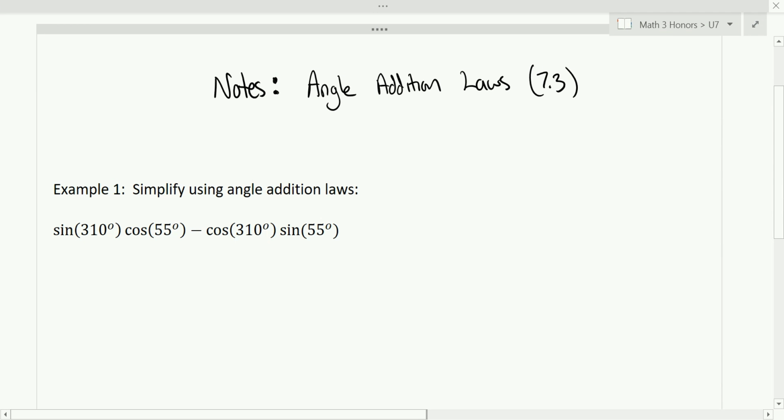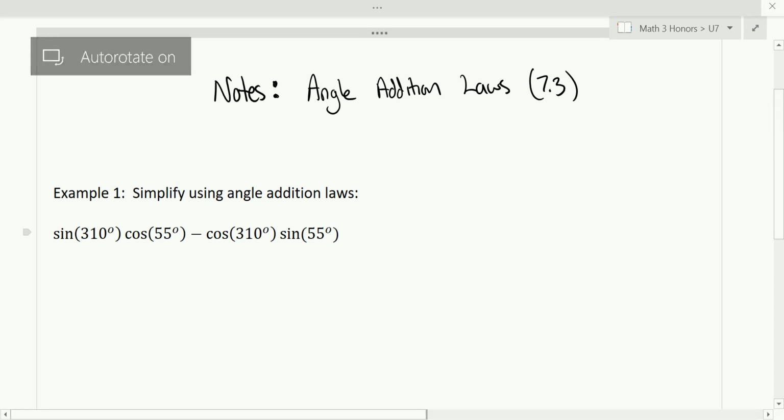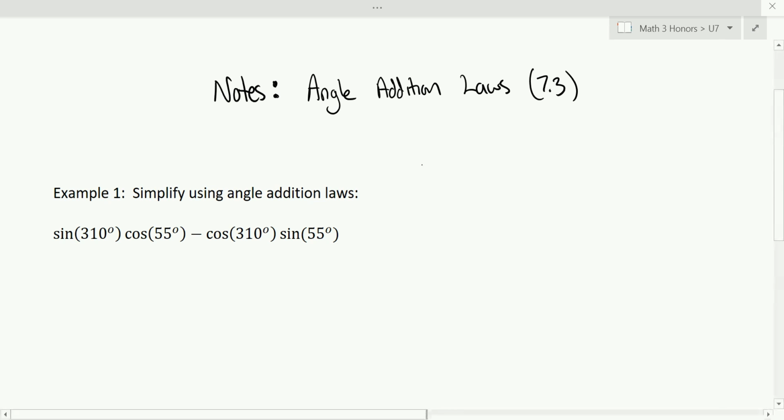Okay, so first thing I want you to do is have your formula sheet out as we're working through this, and I want you to locate the angle addition laws, and I want to explain how they're condensed. Because they're condensed, we need to know how to read that formula. It says sum and difference formulas, on the left side towards the bottom.